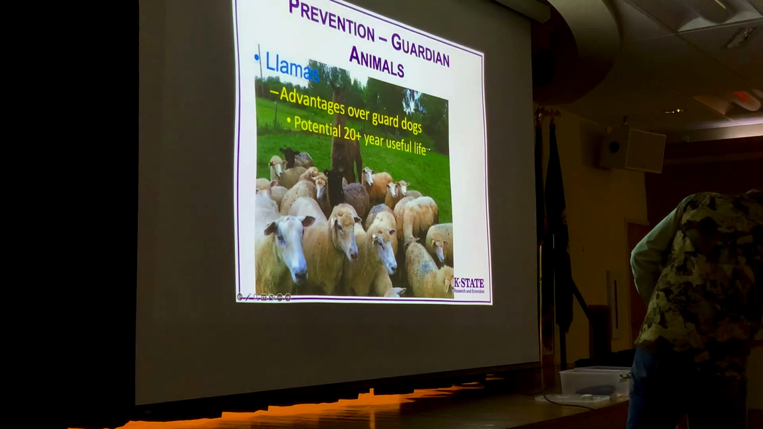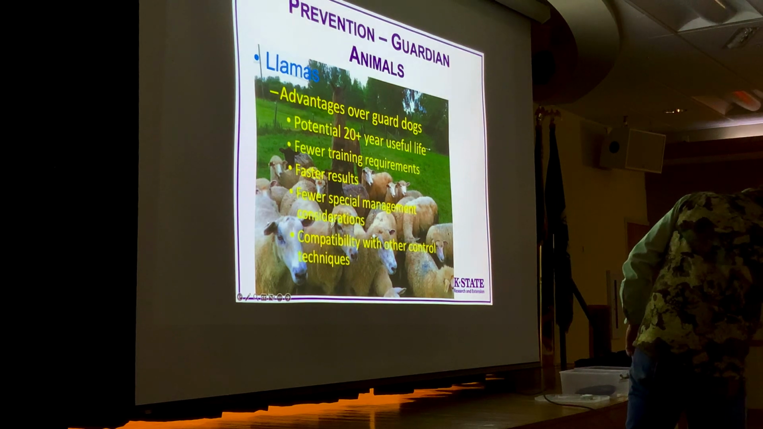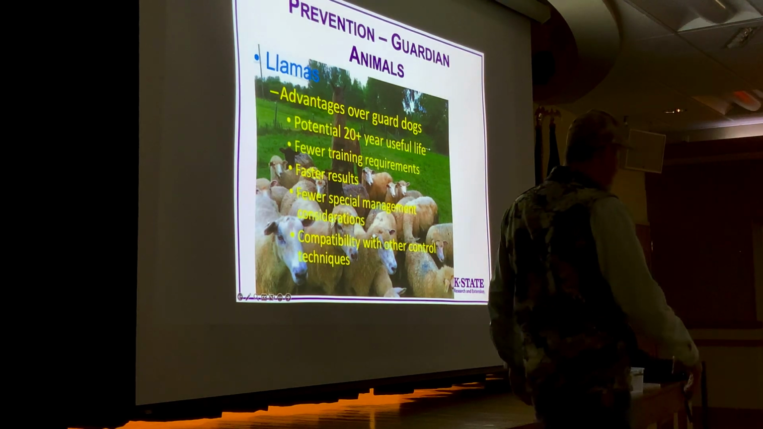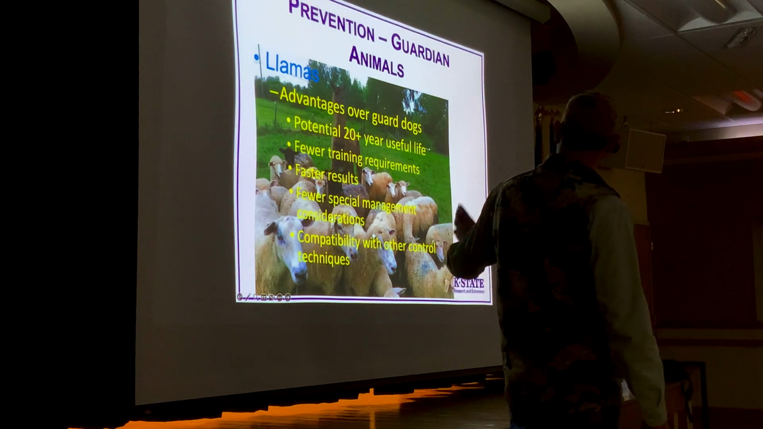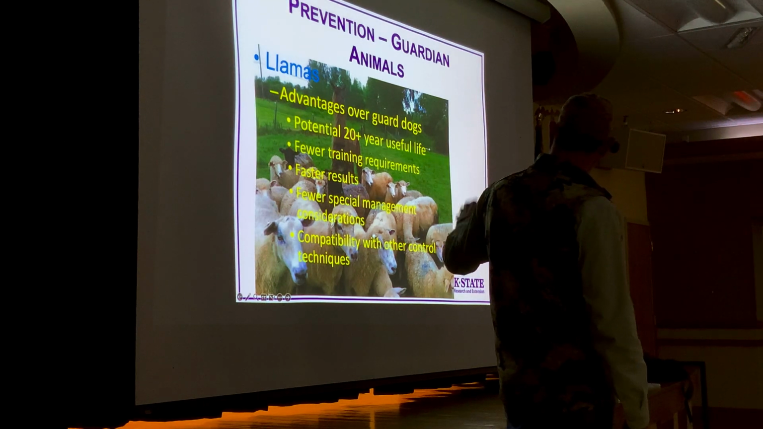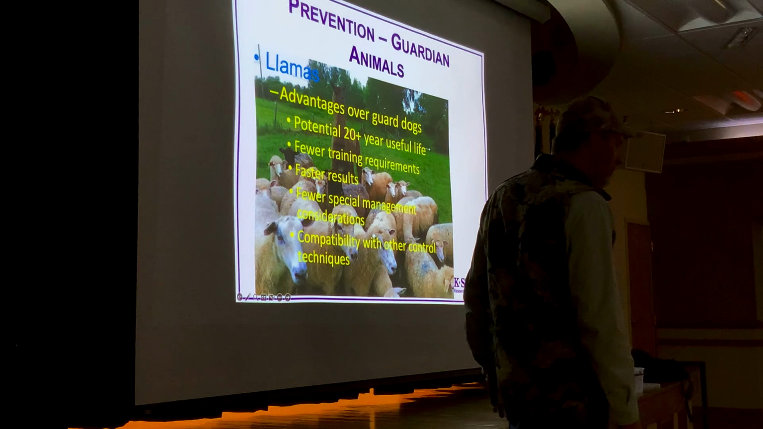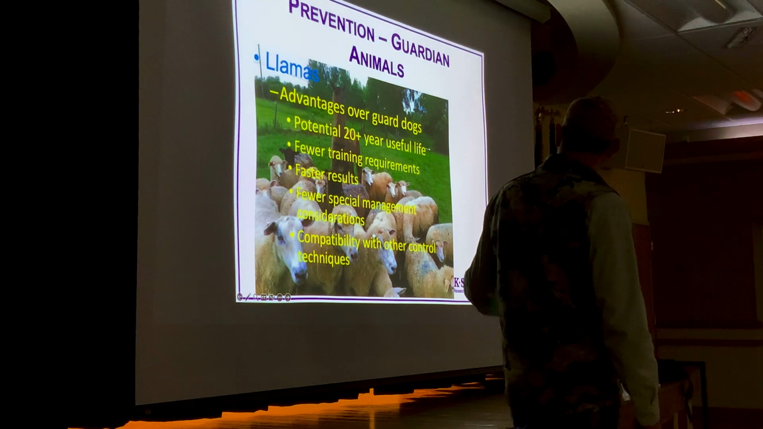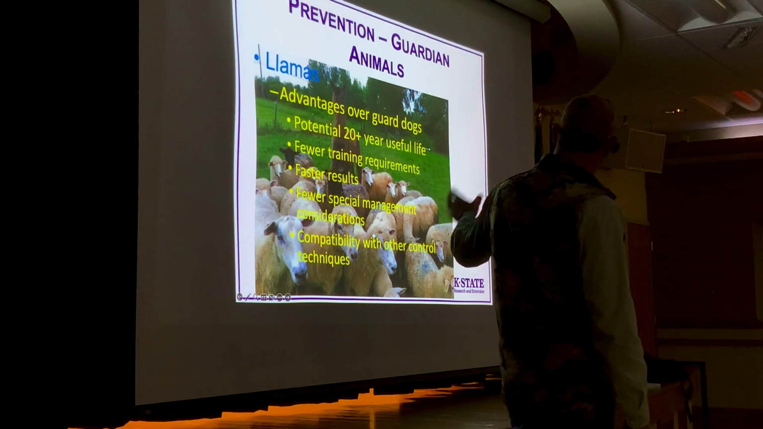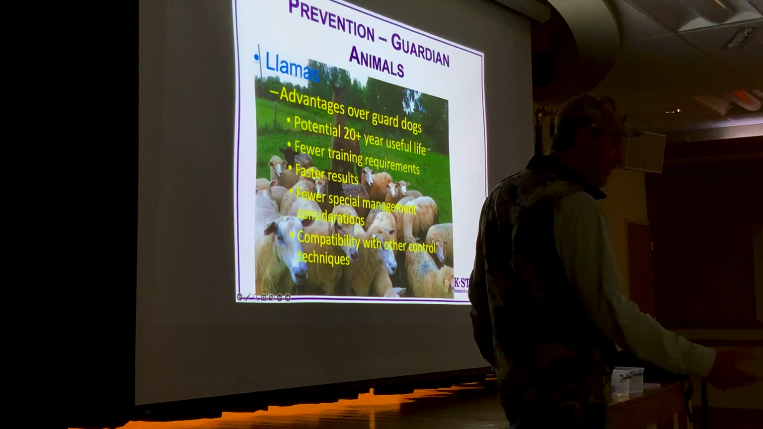Of course, we've got other guardian animals too. There's llamas. As a wildlife specialist, I like dogs when they're good. I tend to like the ruminant guardian animals more when dogs are not effective, because I don't have to worry about trapping a llama. I don't have to worry about trapping a donkey.